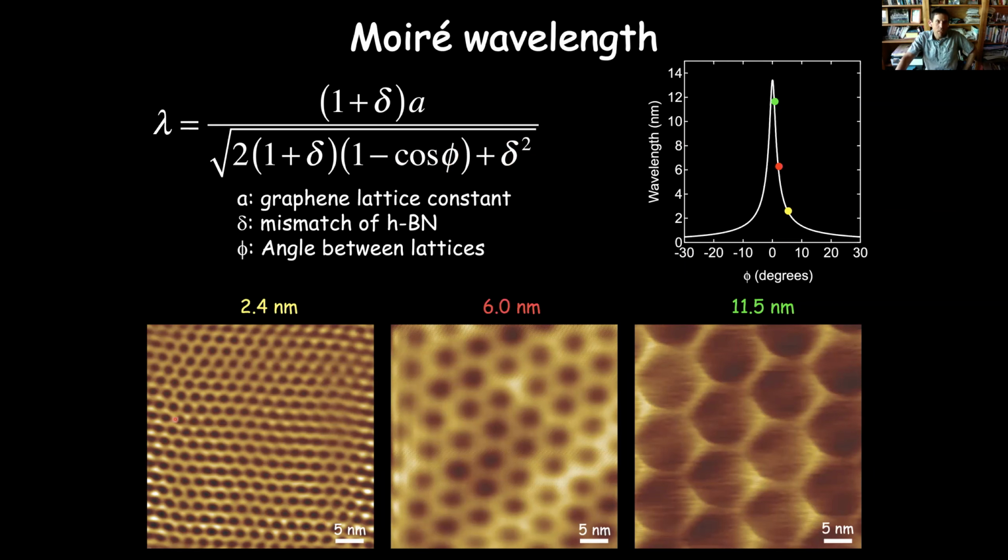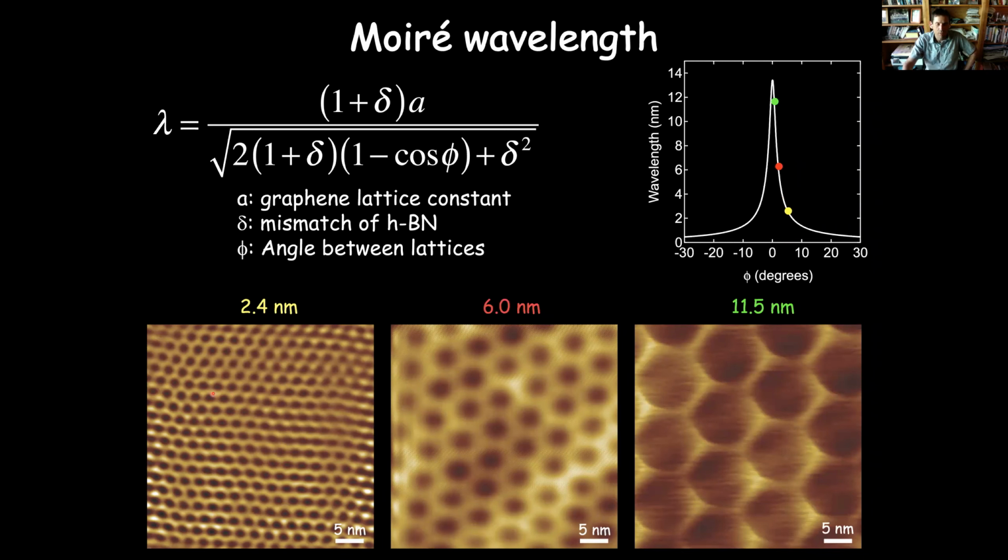These are all coming just in the topography at 2.4, 6, and 11.5 nanometers. And you can see in the different cases the Moiré pattern that forms as we twist the graphene to different rotation angles. So this is what happens to the topography of the sample.